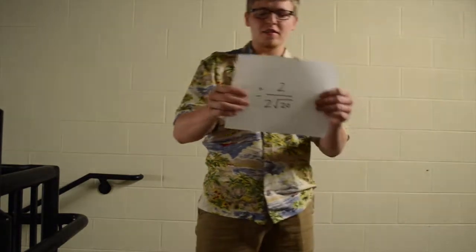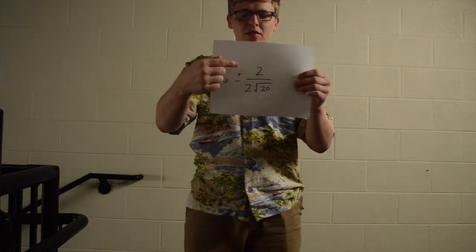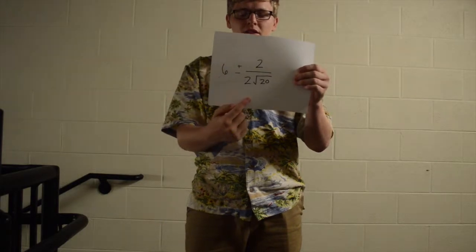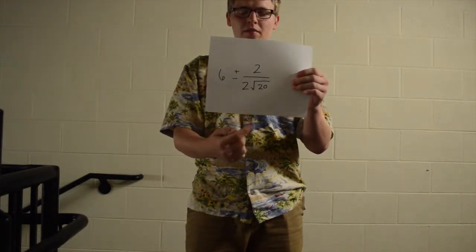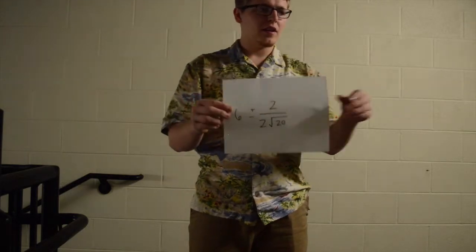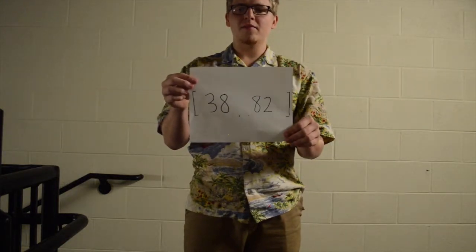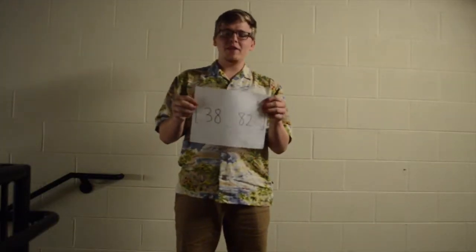Here's the equation. 0.6 plus or minus 2 divided by 2 times the square root of 20. As I mentioned before, the 2's cancel out. You get 1 up here, and here is your confidence interval. And by finding this, you will find that 95% of the samples will produce intervals which contain the parameter.